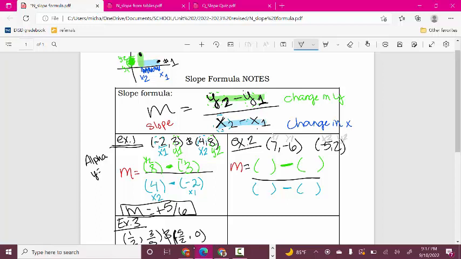Now this first bubble is in place of y2, and y2 we said was 2. The second bubble in the numerator is in place of y1, and y1 is negative 6. Okay, and then x2 is this first bubble, x2, and we said x2 was negative 5. Okay, and then the last bubble in the denominator, the second one in the denominator, is x1. x1 we said is 7.